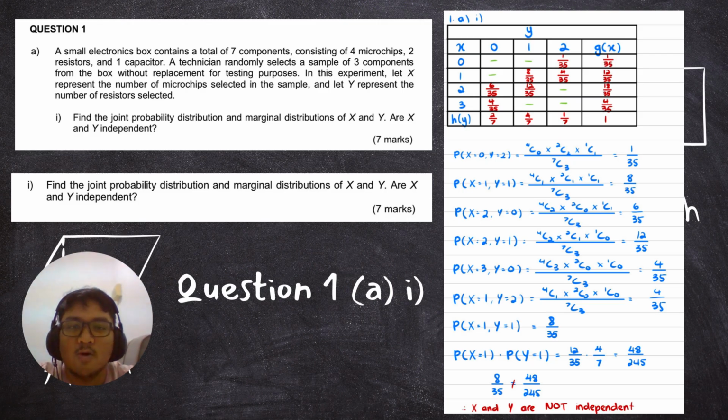Alright, we have 7 components in total: 4 microchips, 2 resistors, and 1 capacitor. We randomly select 3 components without replacement. We let X be the number of microchips selected and Y be the number of resistors selected.